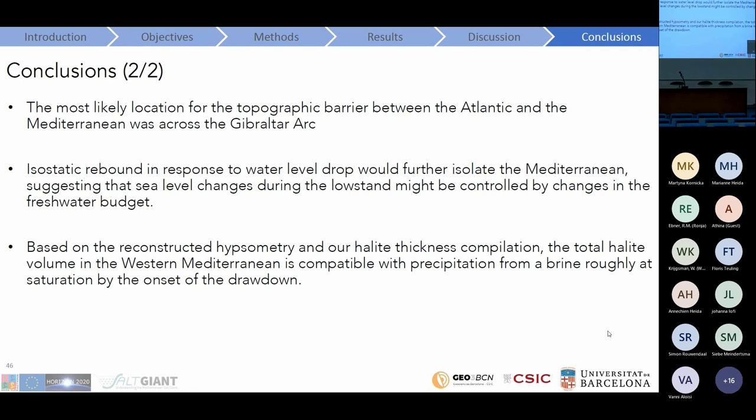And also that based on our reconstructed hypsometry and our halite thickness combination in the Western Mediterranean, we see that it is possible to form the entire halite volume during a drawdown, where the salinity of the basin was not above saturation for halite before the drawdown started, but rather would start around the saturation point.